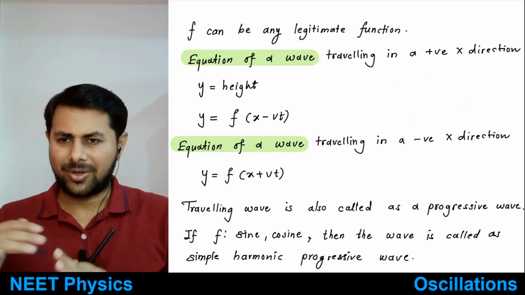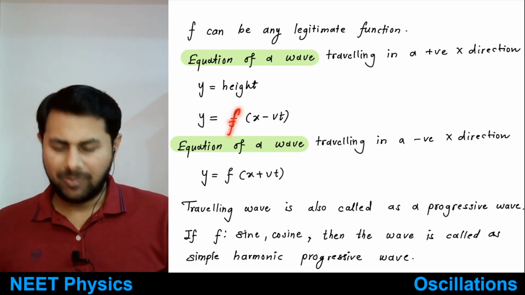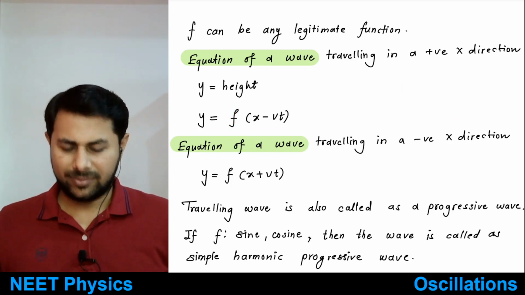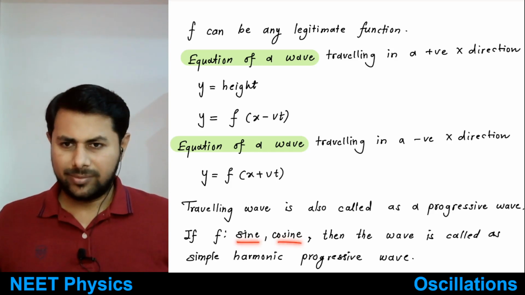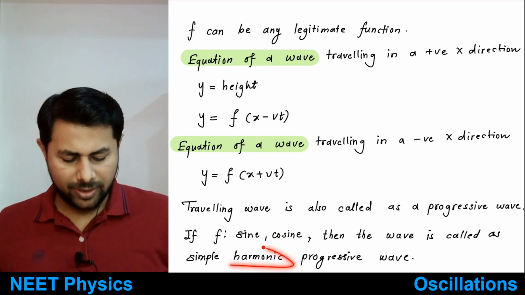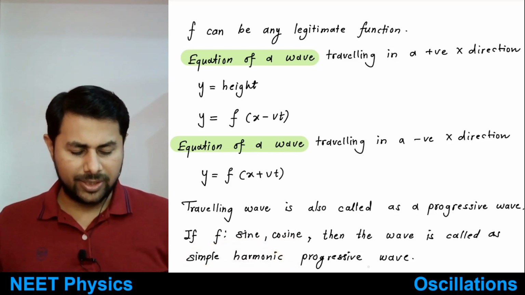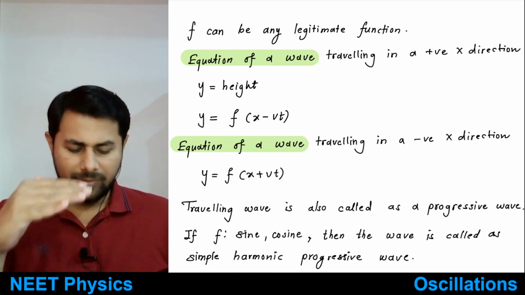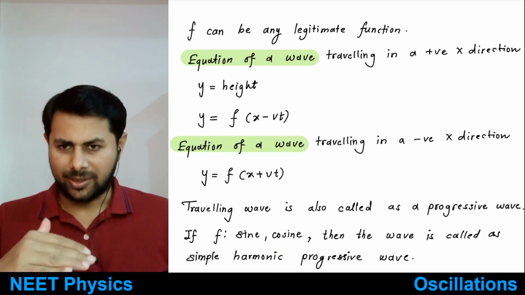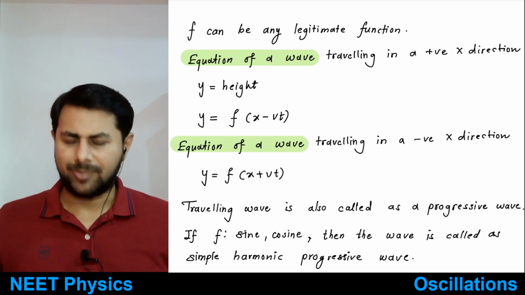So particles are oscillating, then this f would be what? Sine or cosine, right? Sine or cosine are called harmonic functions. Therefore the wave is called a simple harmonic progressive wave, because when this wave travels in the medium, the particles of the medium are performing simple harmonic motion. Okay, that's very simple, right?